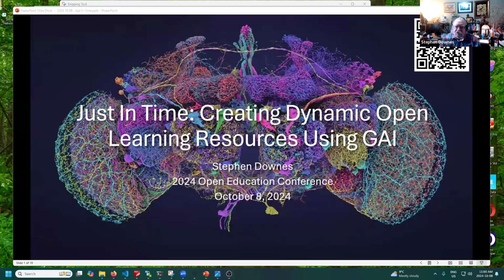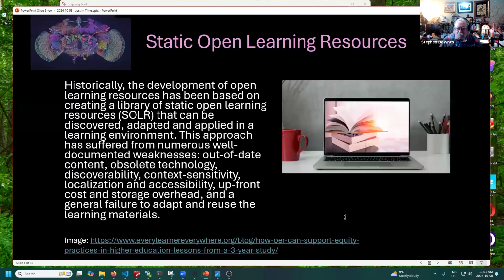So this talk's called Just in Time, Creating Dynamic Open Learning Resources Using GAI. Just a caveat off the top, it won't be 100% GAI. It'll be other types of AI as well. But you get the idea, right? So for all of history, open education resources, which I'm now calling open learning resources to kind of shift the field a bit, have been about static learning resources, as the image suggests, kind of like books on digital.